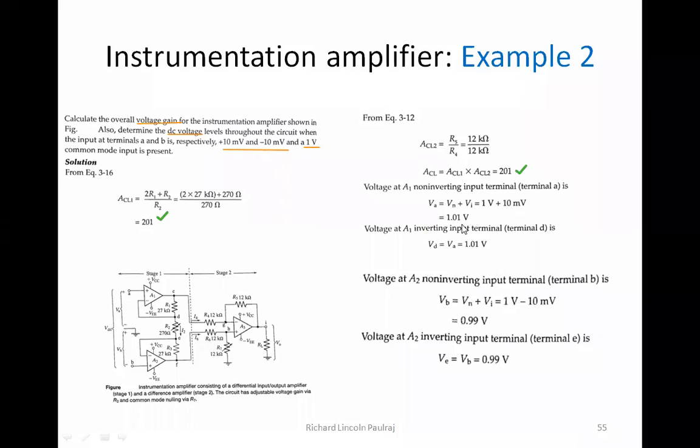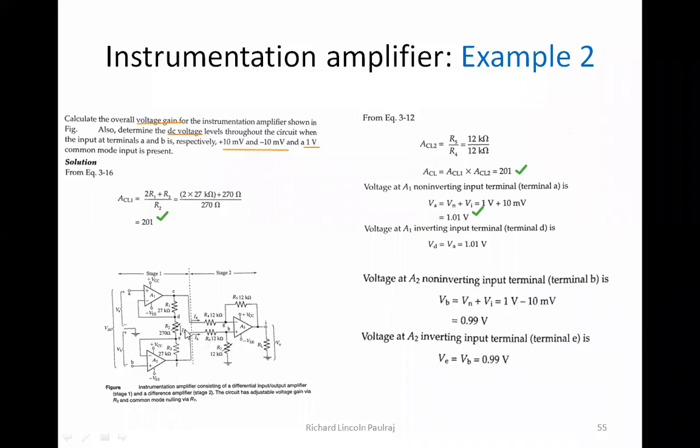So I should be getting about 1.01 volt, right? So it's a combination of the input that you're giving here and the common mode input. So you have to add them together. So once you add, it becomes 1.01. Voltage at op-amp 1's inverting input terminal, right? So which is terminal D. So terminal D is here. VD is equal to VA.